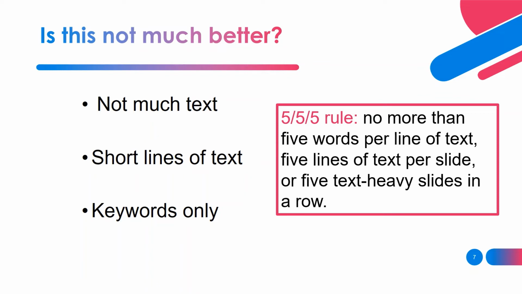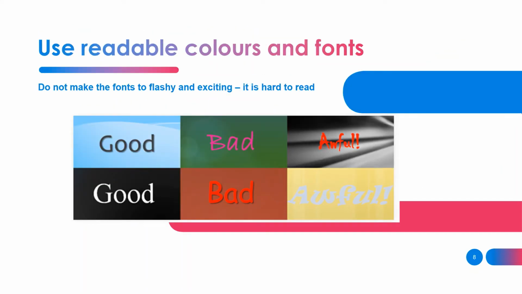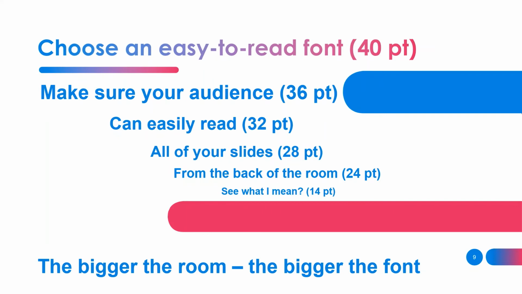A good rule to remember is the 5-5-5 rule. No more than 5 words per line of text, 5 lines of text per slide, or 5 text-heavy slides in a row. You need to make sure that you use readable fonts and colors, nothing too flashy as it makes it difficult to read. You also need to choose an easy-to-read font, nothing too scrawly or complicated, and the font size should be big enough for all audience members to see clearly.